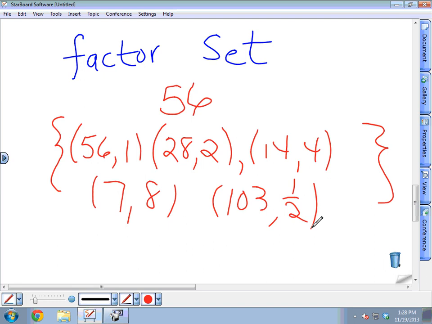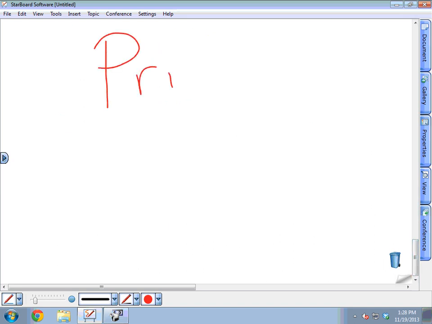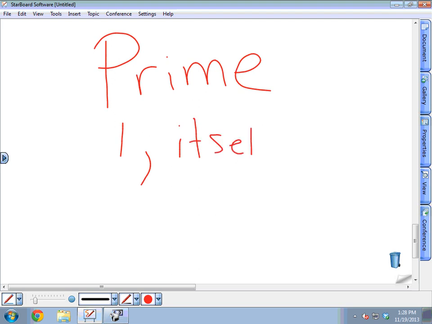A prime number. Who can tell me what a prime number is? Crystal? Isn't that when only one thing can go into it or whatever? It's a number that has exactly 2 whole integer factors, namely 1 and itself. Okay. So if a number only has 2 integer factors, 1 and itself, then it's called prime.